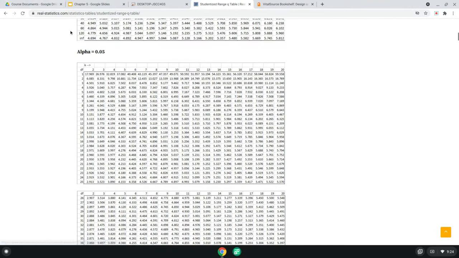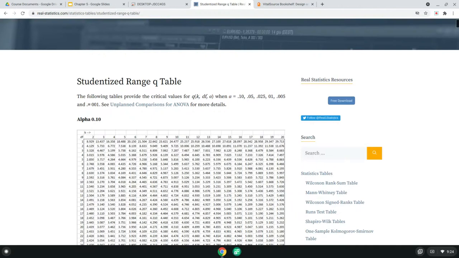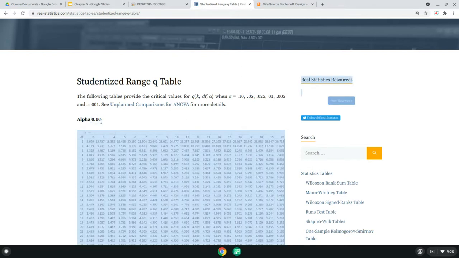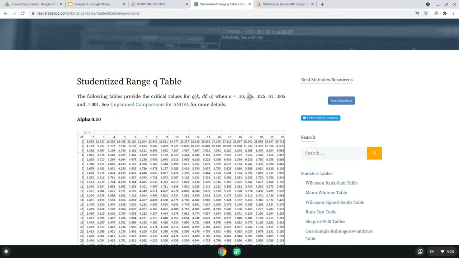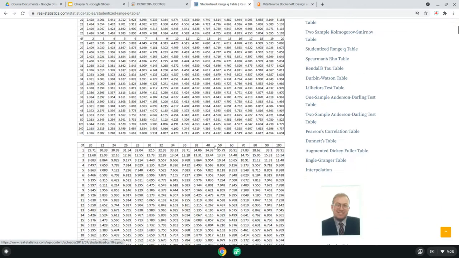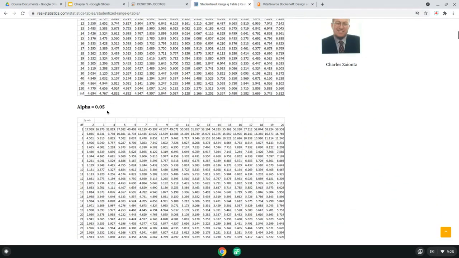So I found one here on realstatistics.com. If you just look at these studentized range Q tables, as they're called, they provide the critical values for Q at K and degrees of freedom and alpha, and we will use alpha 0.05. This first table is at alpha 0.1, so we don't want to use that. We want to use the significance level of 0.05, so I'm going to look at alpha equal to 0.05.